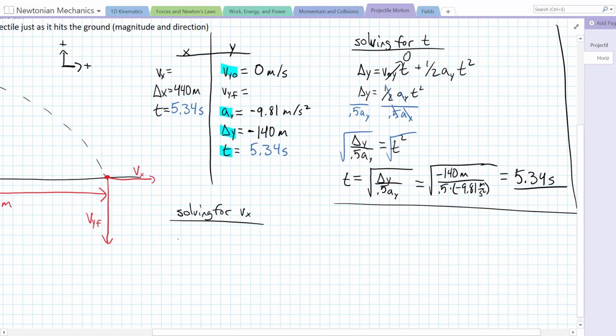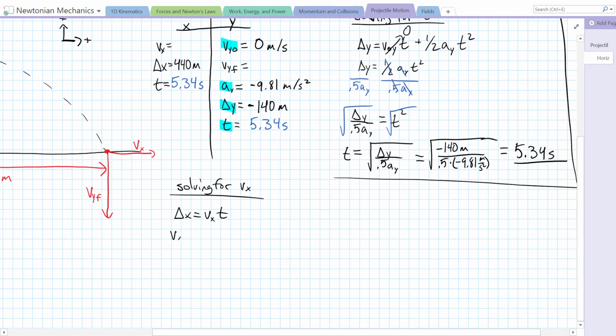Since our x motion is constant velocity motion, we get delta x is equal to vx times t, displacement is speed times time. If we solve for vx, we just get vx is equal to displacement in the x direction over time. So that's going to be 440 meters, positive 440, over 5.34 seconds, which is equal to 82.4 meters per second. Great. We've solved for vx. I'm going to fill that in the table. 82.4 meters per second.